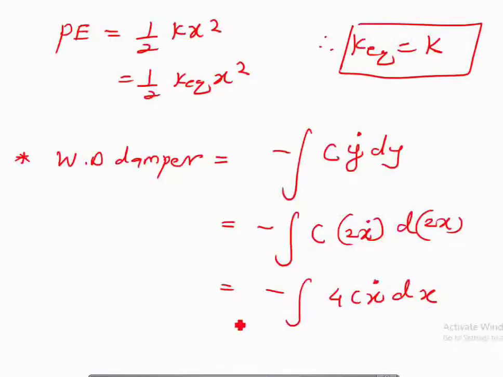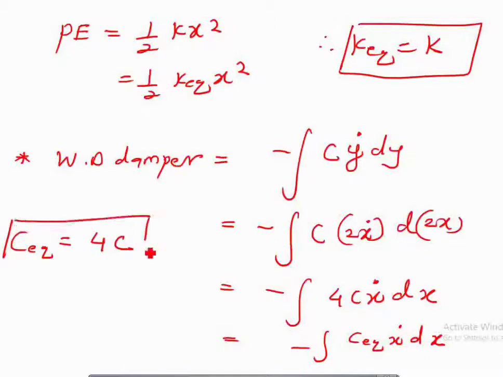Now this can be written as minus integration of C equivalent x dot dx. So comparing both the equations, we are getting C equivalent is equal to 4C. I hope you have understood this. So this is how we have to solve the problems on the work done by the damper.